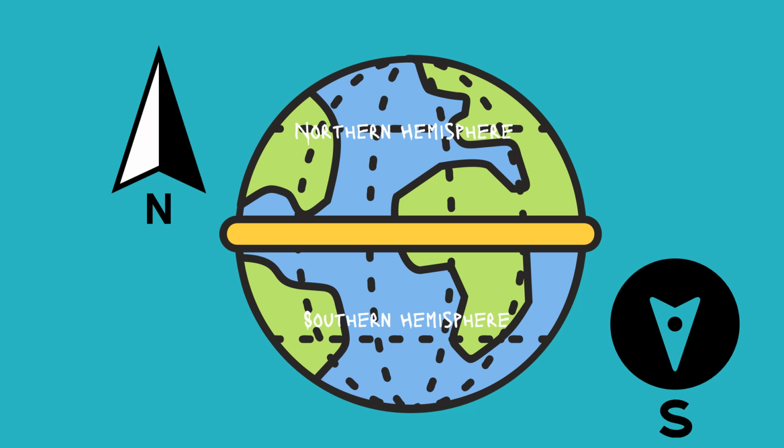The area north of the equator is called the Northern Hemisphere, and the area south of the equator is called the Southern Hemisphere. So what exactly is the equator? The equator is an imaginary line around the middle of Earth. It is halfway between the north and south poles and divides Earth into northern and southern hemispheres.